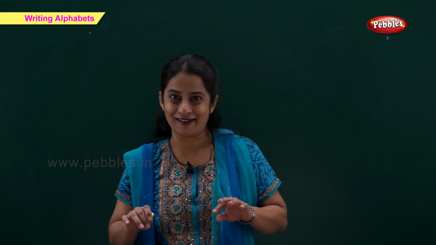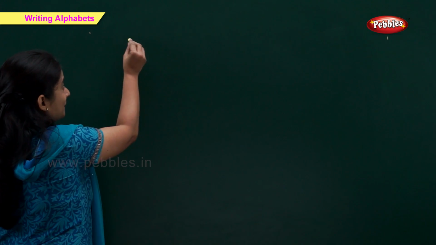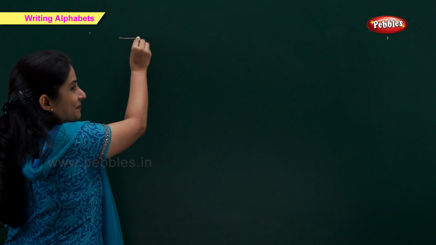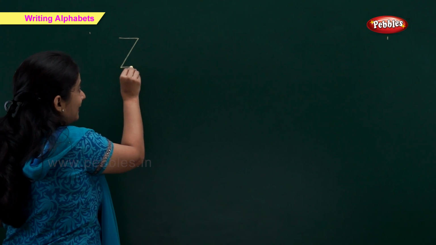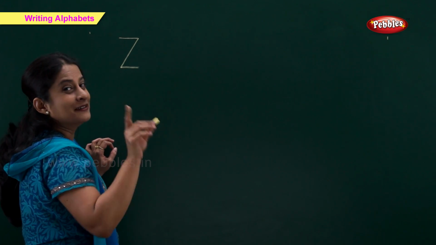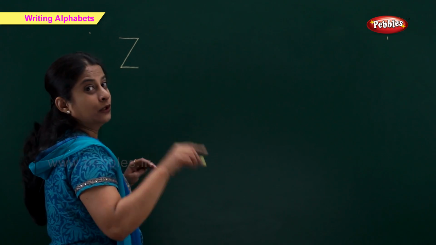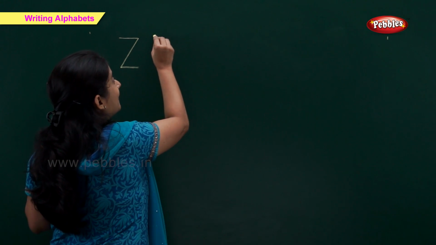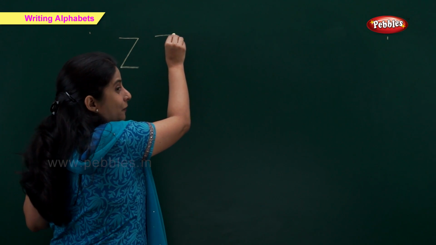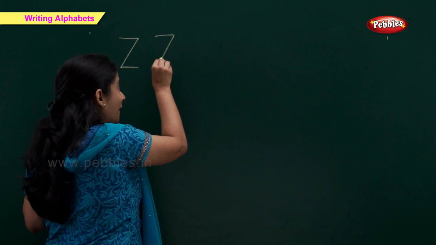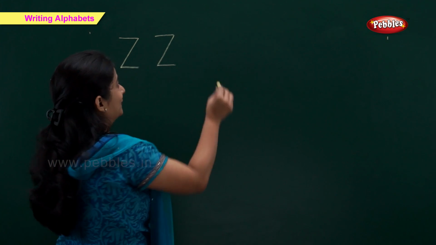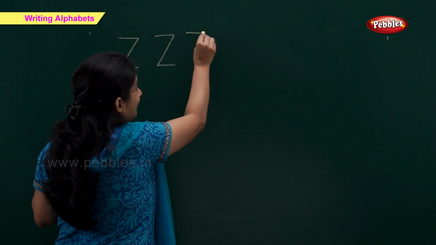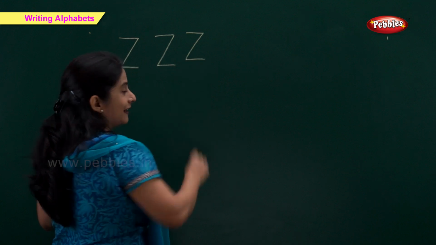Z. Yes, you are right. Z for zebra. A sleeping line, a cross line, and a sleeping line makes Z. Okay, now you tell me. A sleeping line. Okay, now what's next? A cross line. And a sleeping line makes Z. Sleeping line, cross line, sleeping line, Z.